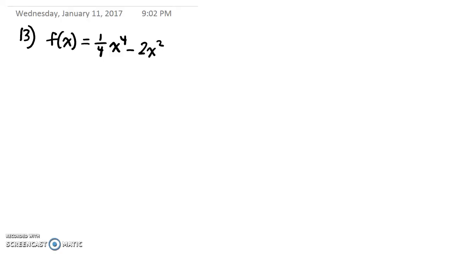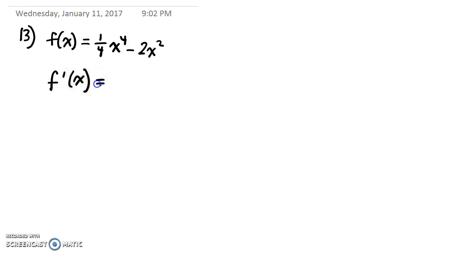Alright, so for problem 13, you asked about finding the y value. So we're first going to take the first derivative, and then we do the second derivative to get concavity.